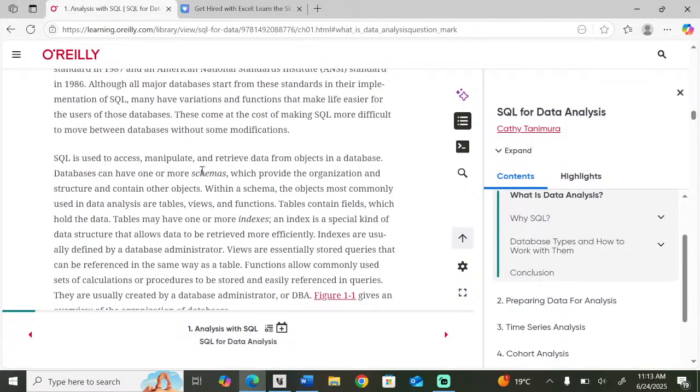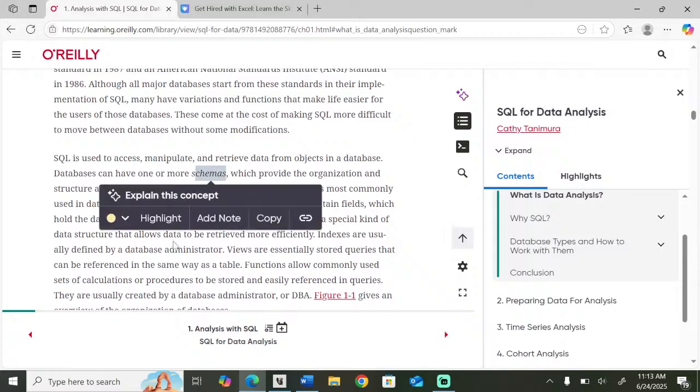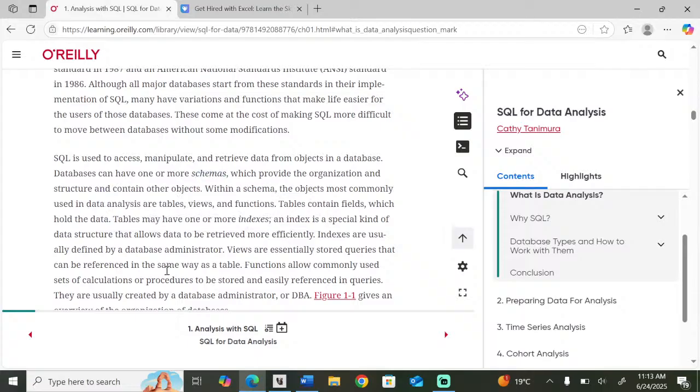SQL is used to access, manipulate, and retrieve data. We use it to manipulate data, and to retrieve, which means to pick certain information from data. And I can have more schemas. We are going to talk about schemas, so if you don't know what a schema is, just relax. A schema is just a title.